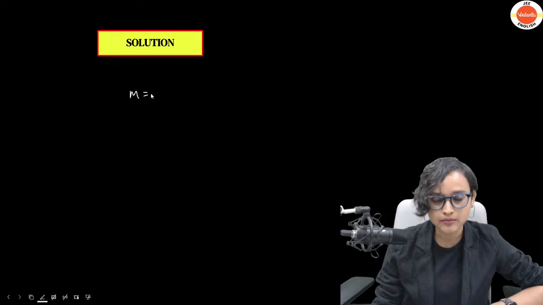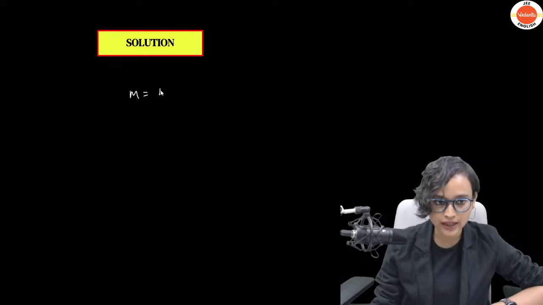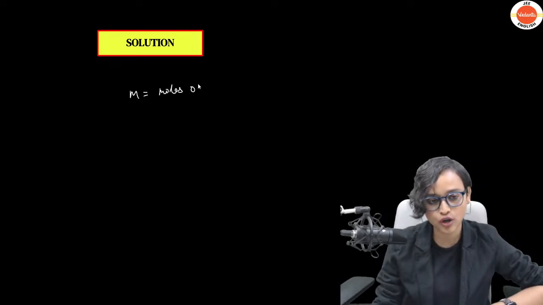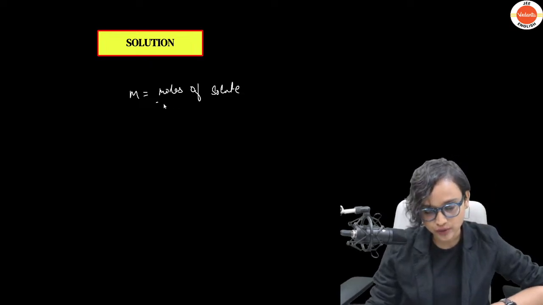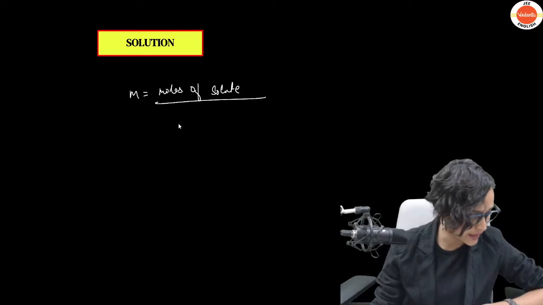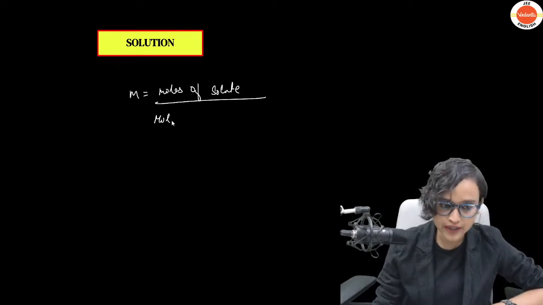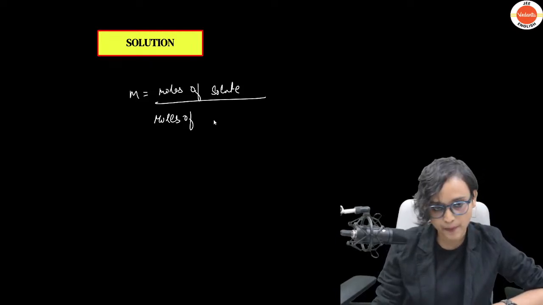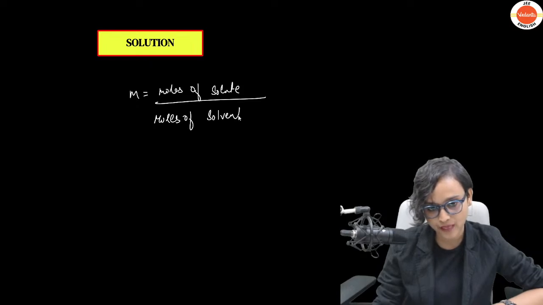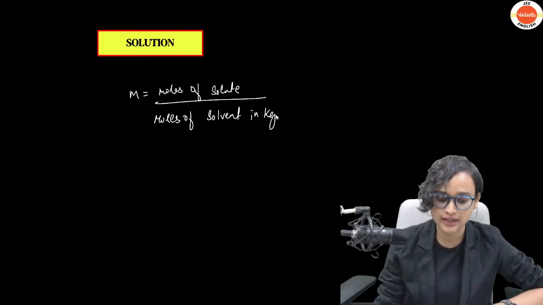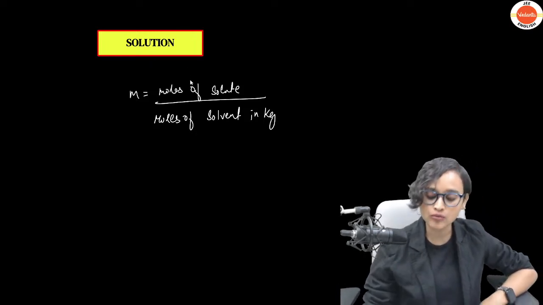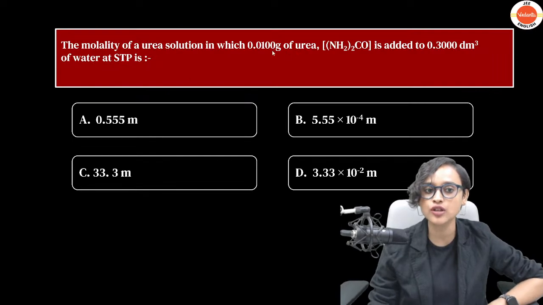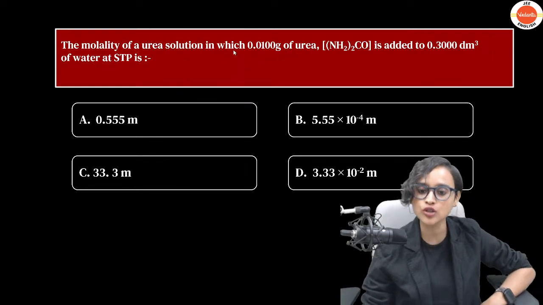So that means m is equal to, what is molality, guys? Molality is basically moles of solute divided by mass of solvent in kg. Am I right? Is that the thing? Now, how do we find out moles of the solute? Are we given moles of solute? No, we are not given moles of solute.